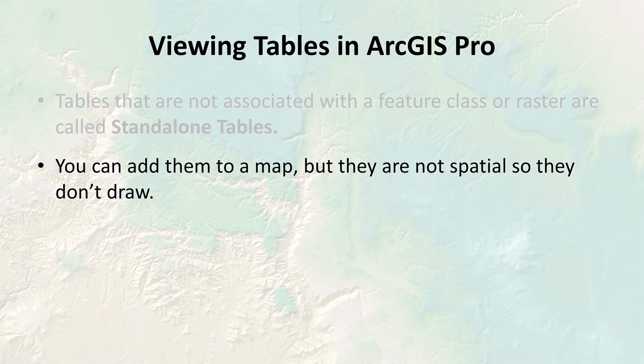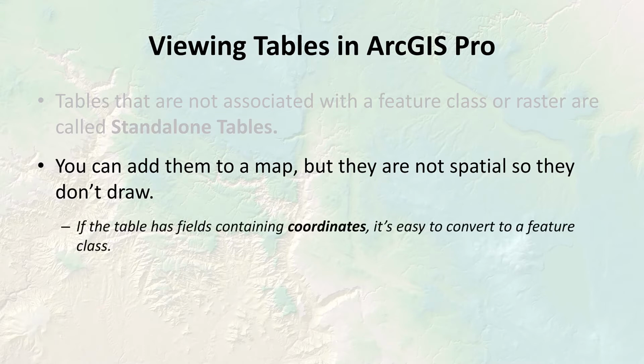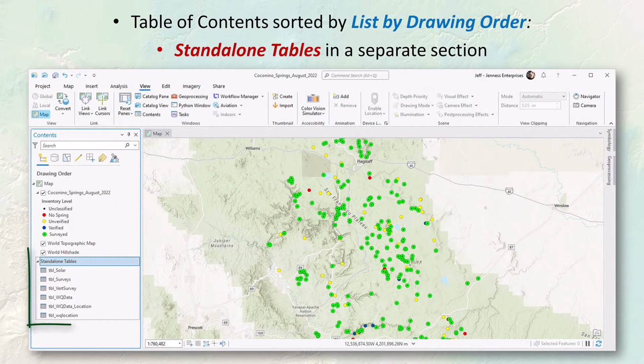However, if you happen to have attribute fields that contain the coordinates of your sampling location, it's actually pretty easy to turn that table into a point feature class. Alternatively, if your data have some kind of location ID values attached, and if you have another feature class of locations, then these tables can be joined or related to that feature class, so you can use the data in mapping and analysis.